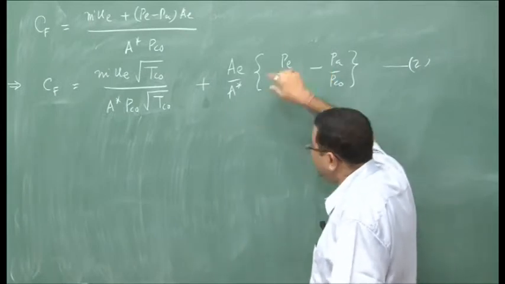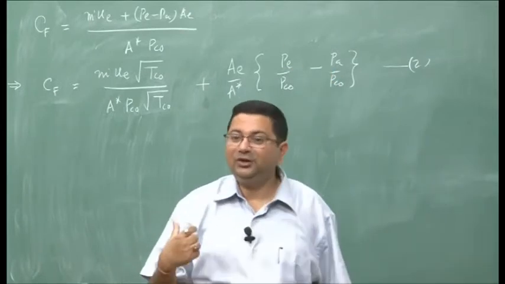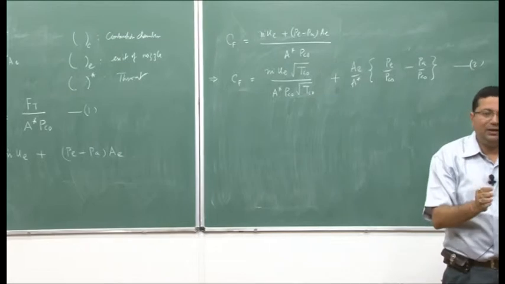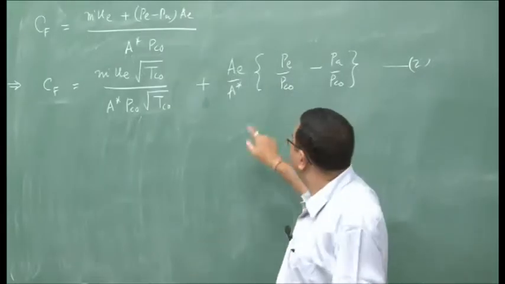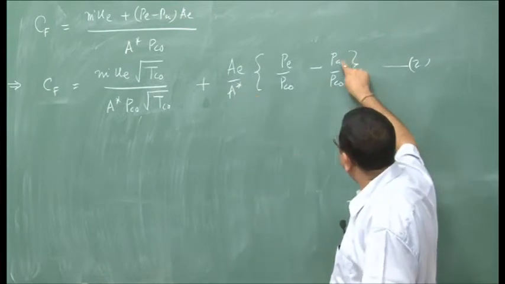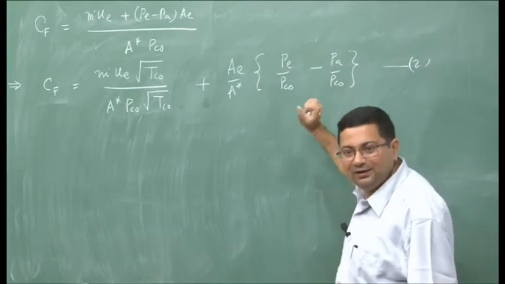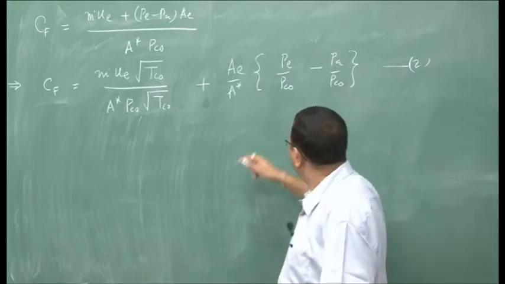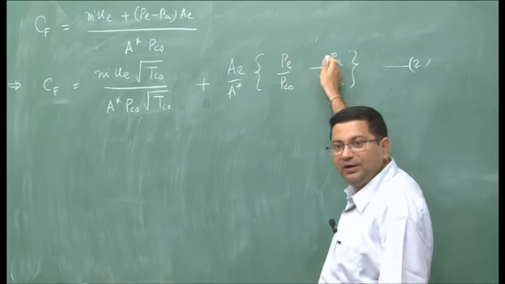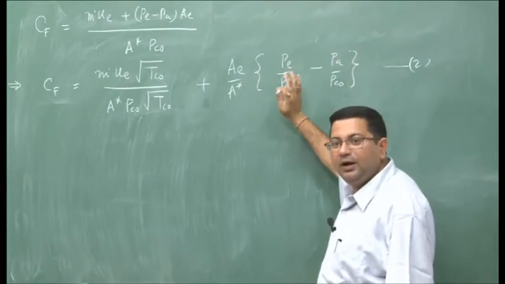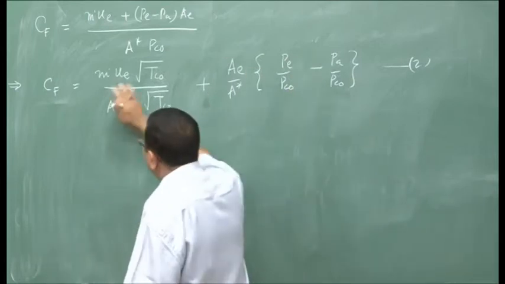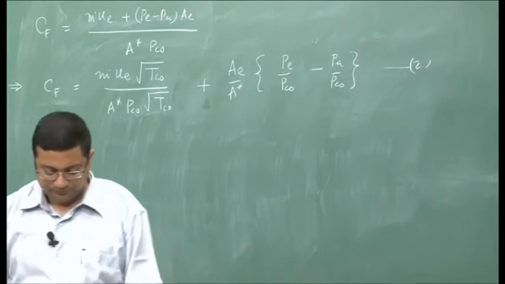P c naught is our stagnation pressure now. So, P e by P c naught is the exit pressure divided by the stagnation pressure. Once again, that is a function of this for isentropic flow, and P a by P c naught is P b by P c naught, which we will discuss a little later. If it is ideal expansion, then this entire term will be 0, because P e will be equal to P a. Otherwise, we have seen for over expansion and under expansion, there will be some components coming here. That we will discuss later. So, now this is the expression for the thrust coefficient.